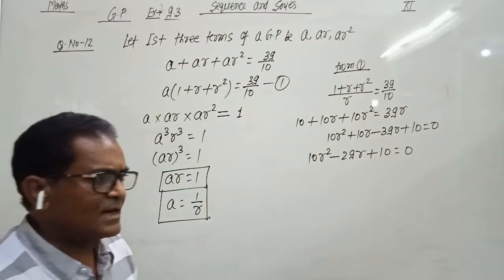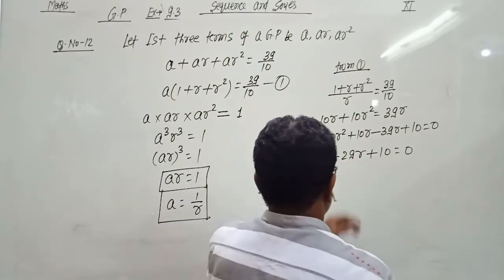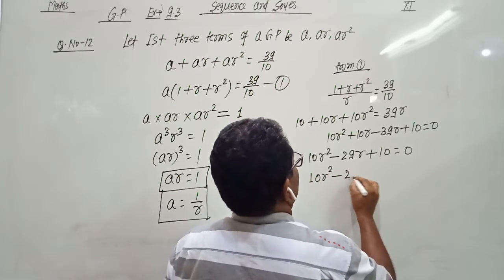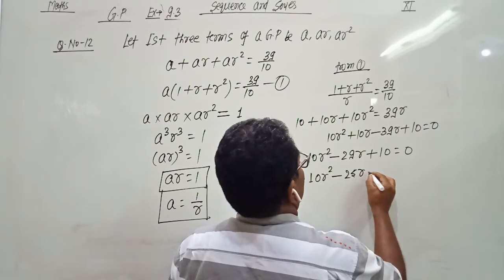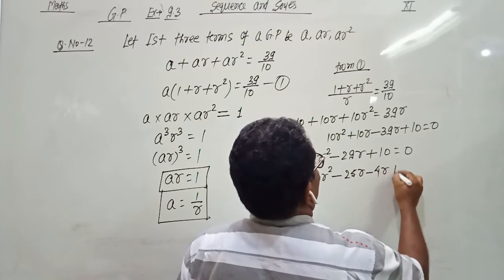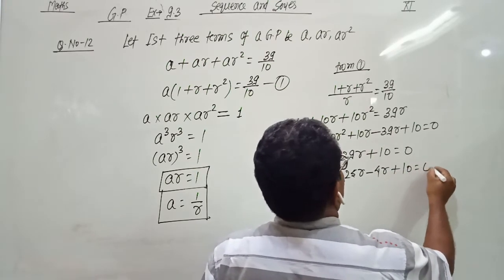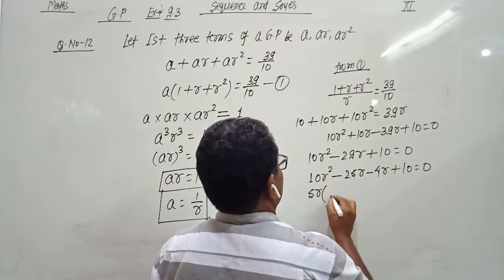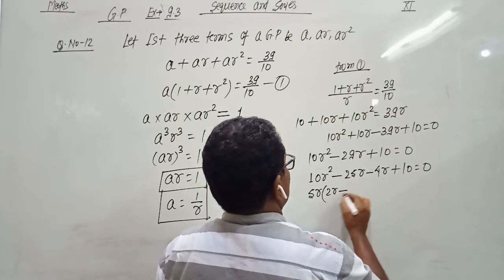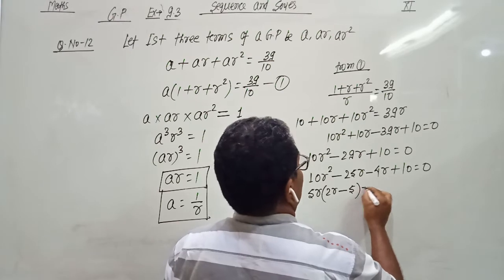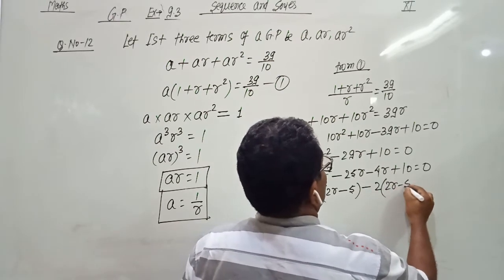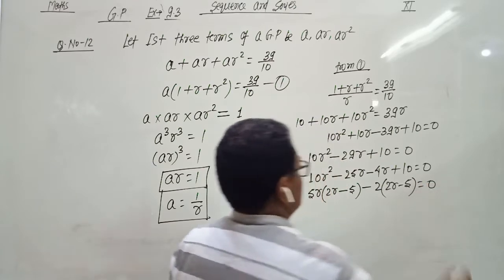Now we make the factors by splitting the middle term. So it factors as 10R square minus 25R minus 4R plus 10 equals 0. From the first two terms, 5R is taken common, so we get 2R minus 5. And from the last two terms, 2 is common, so 2R minus 5 equals 0.